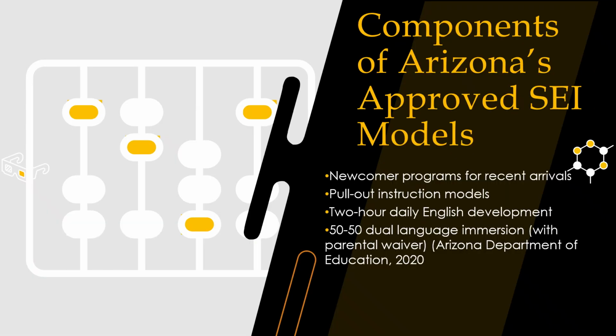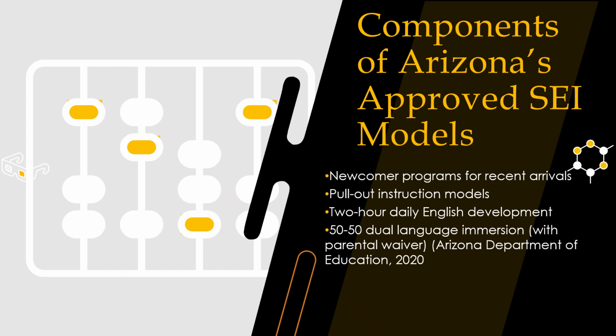Now, let's talk about the components of Arizona's approved SEI models. Arizona offers a variety of structured English immersion models designed to meet different students' needs. The first is the Newcomer Program, which is tailored for recent arrivals and focuses on basic interpersonal communication skills and cultural orientation. Next is the pull-out model, where ELs are pulled out of the mainstream classroom for targeted language instruction during part of the day, allowing specialized focus on language skills.